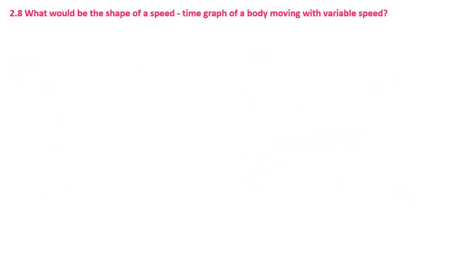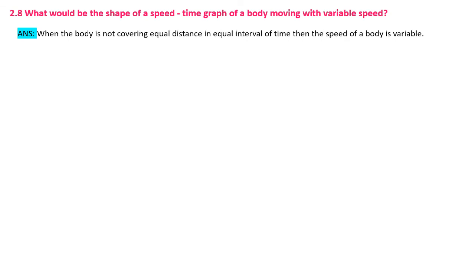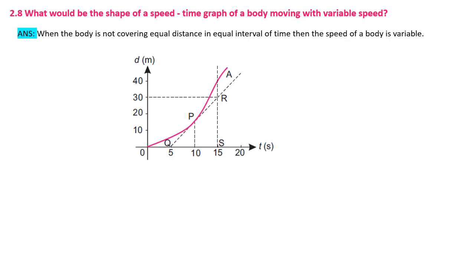Question 2.8. What would be the speed time graph of a body moving with variable speed? If you remember, when the body is not covering equal distance in equal intervals of time, then the speed of the body is variable. This is the graph of a body having variable speed. As you can see, the line is not straight, it is a curved line. So by using the concept of tangent and slope, we will find out the speed. We have to find out the speed at point B.